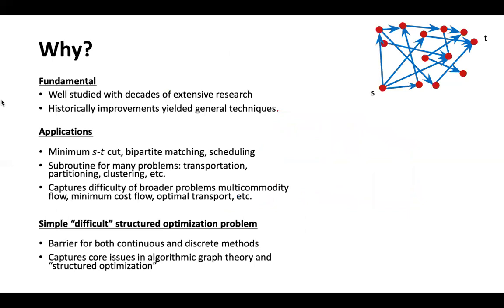So this problem is very fundamental. There's been decades of important research on it. It encapsulates a lot of other problems, such as the min S-T cut, bipartite matching, and scheduling problems. And there are extensions of it, such as min cost flow, optimal transport, and multi-commodity flow also. Solving this problem has been hard for both the more classical combinatorial methods, as well as the more recent continuous progress on the problem.